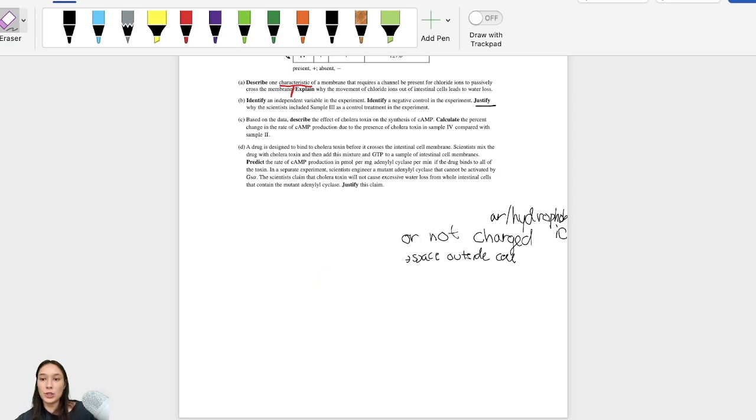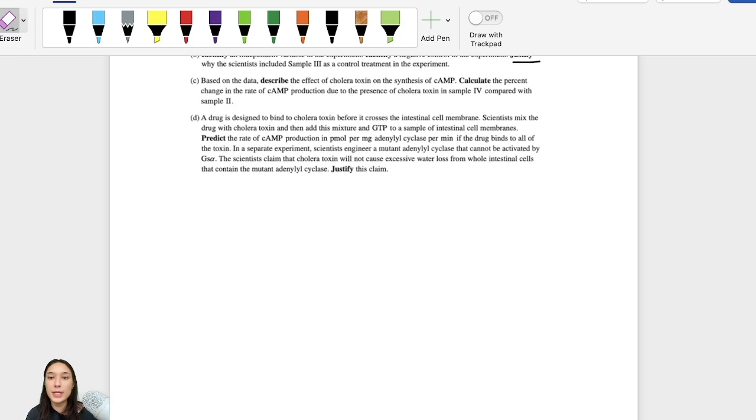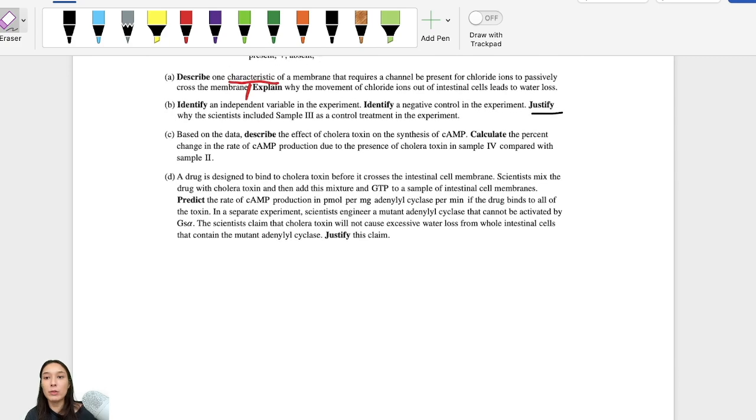Okay, so question C says, based on the data, describe the effect of cholera toxin on the synthesis of cyclic AMP. Calculate the percent change in the rate of cyclic AMP production due to the presence of cholera toxin in sample 4 compared to sample 2. Okay, we'll start off with this first one. They're just looking for the overall effect of cholera toxin on the synthesis of cAMP.